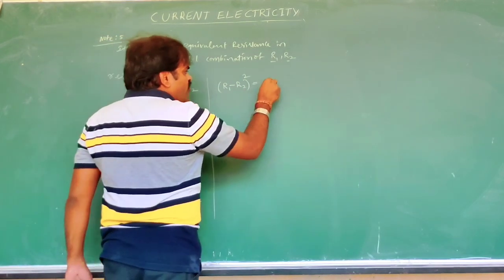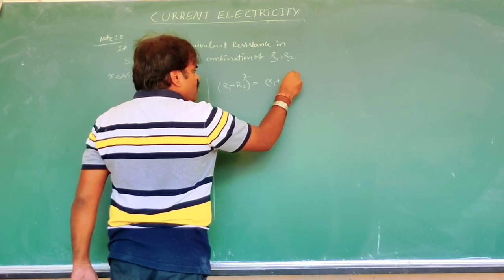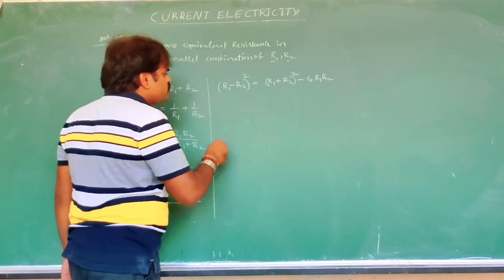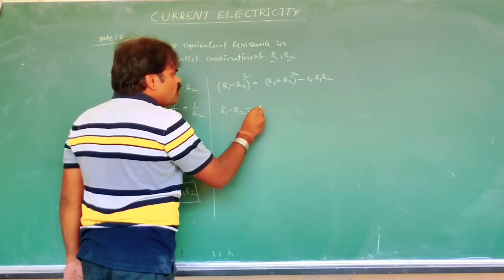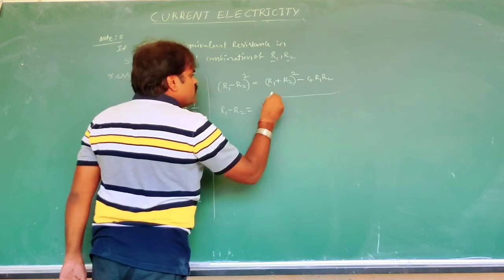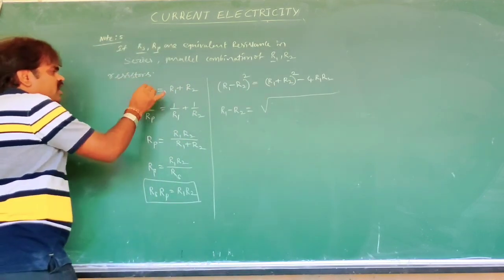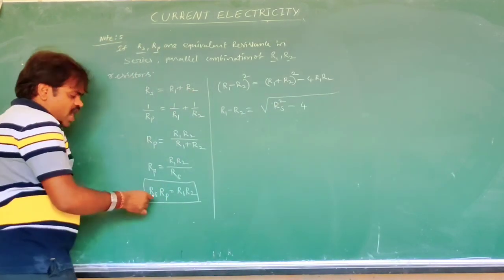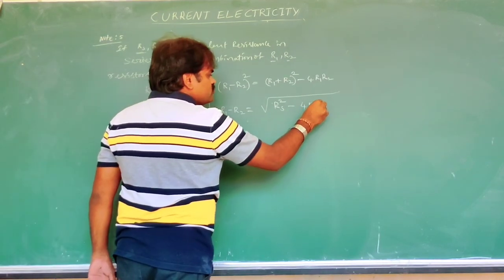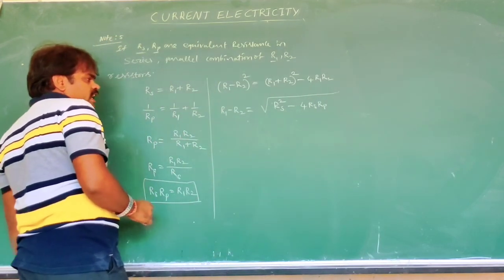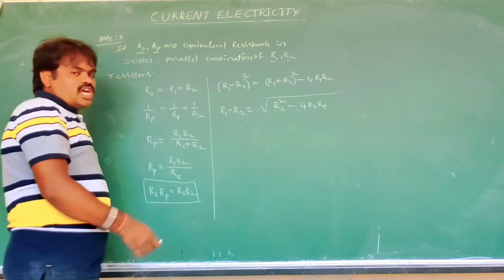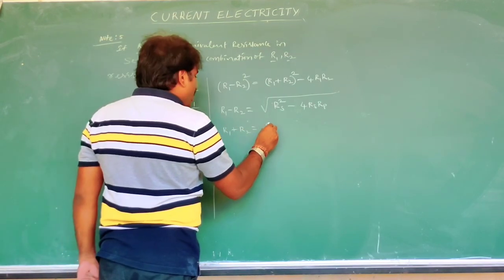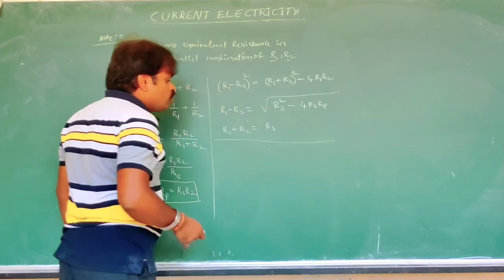Now what we find: R1 minus R2 whole square is equal to what? R1 plus R2 whole square minus 4 R1 R2. Now here R1 minus R2 is equal to square root of R1 plus R2 whole square, which is nothing but RS square, minus 4 R1 R2, which is nothing but RS RP. But this is R1 minus R2. We know R1 plus R2 is equal to RS.